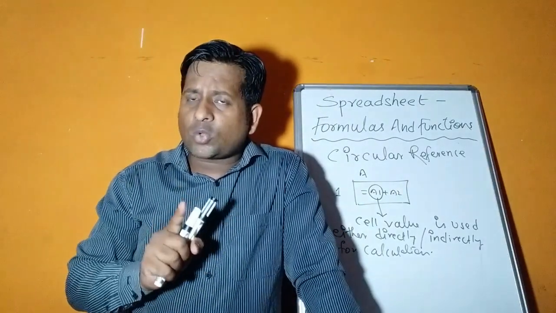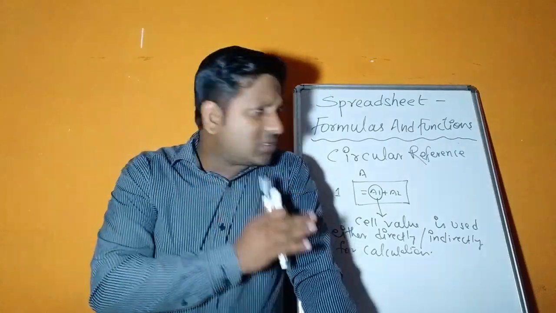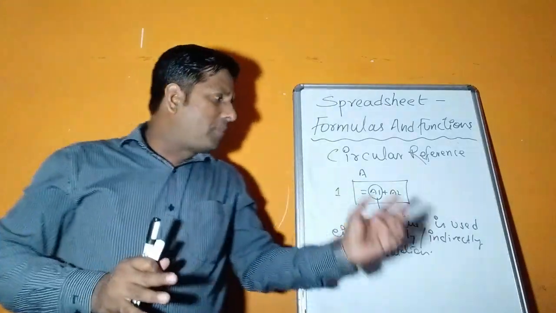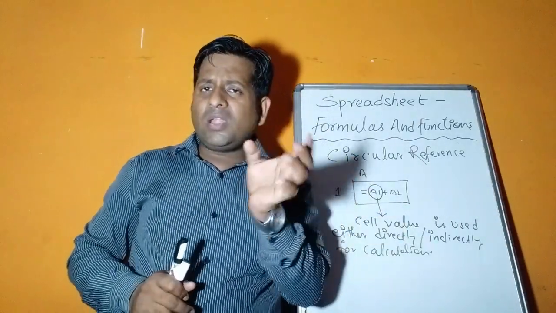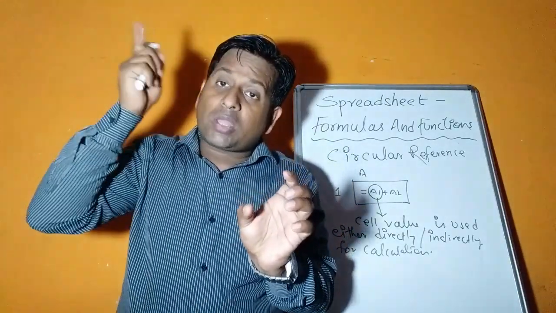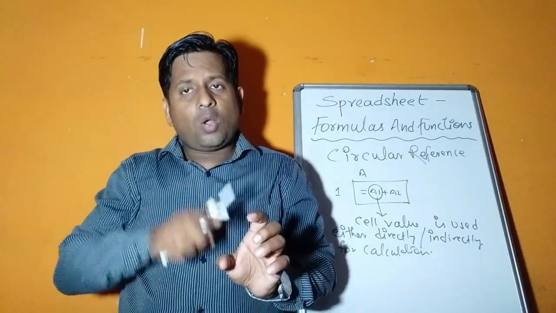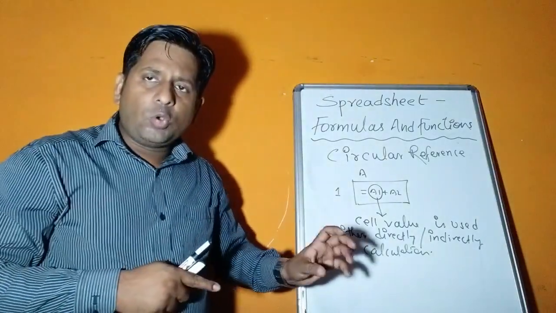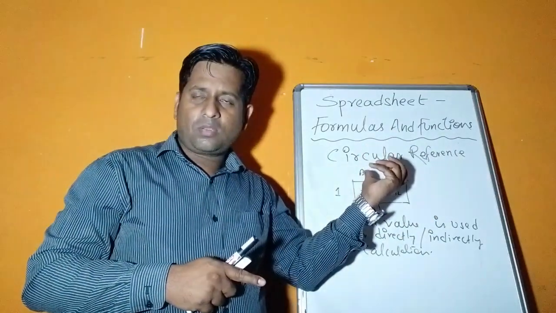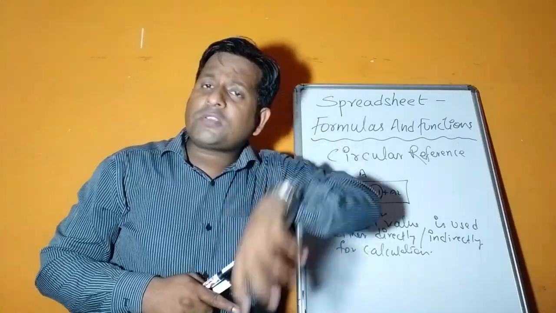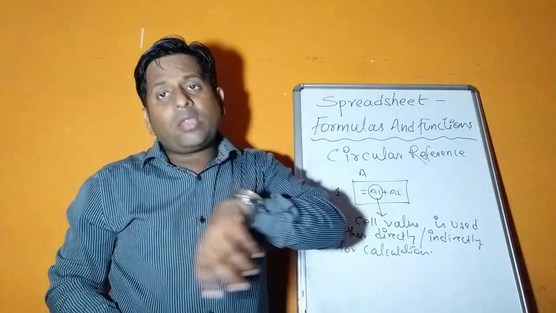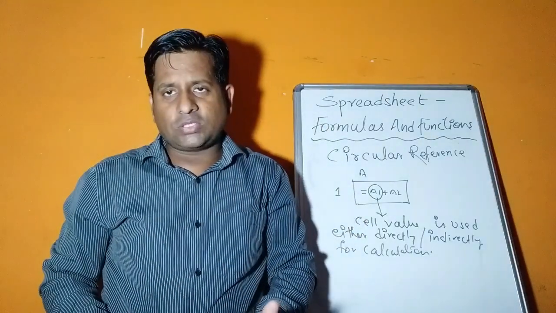Is this clear children? What is circular referencing? This referencing does not fall in absolute, relative or mixed. They are used for a particular cell. When, in an individual cell, you want to do the calculations and store the answer in that same cell, on such situations we use this referencing type, and that referencing is known as circular. Circular referencing is a special feature in spreadsheet where the cell value can be utilized directly or indirectly for the calculations.